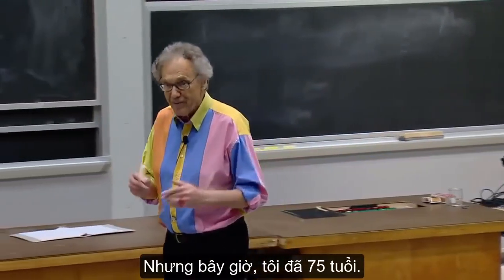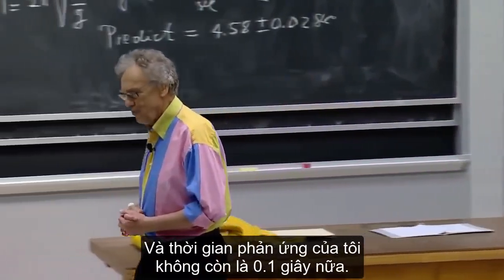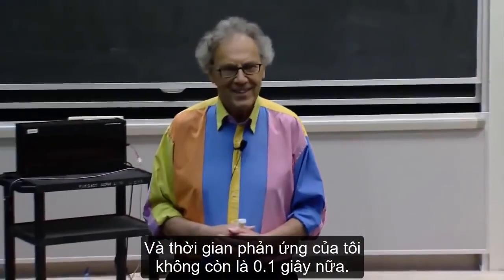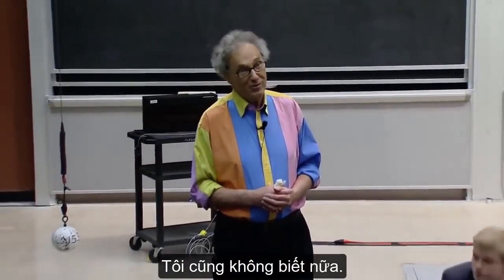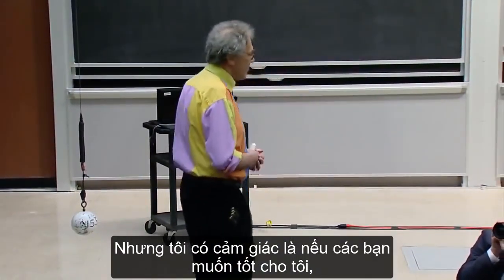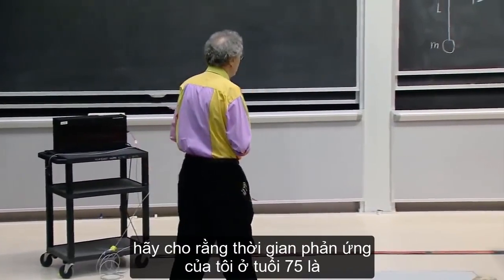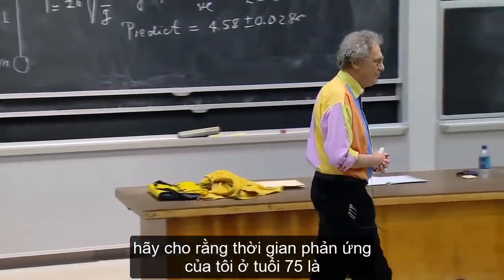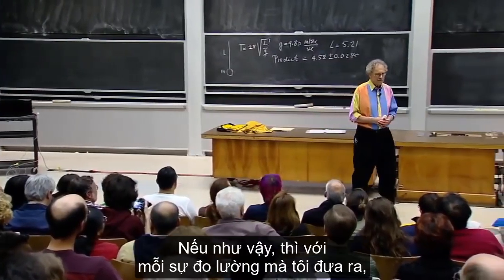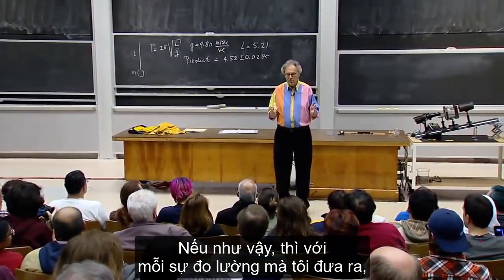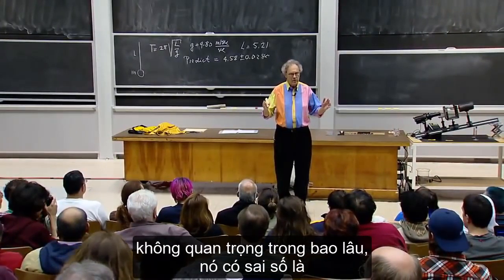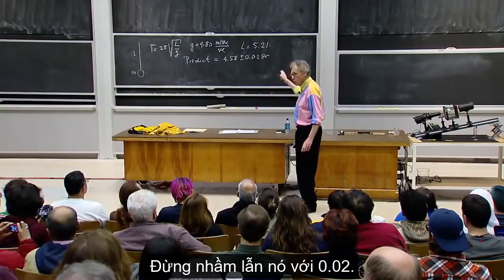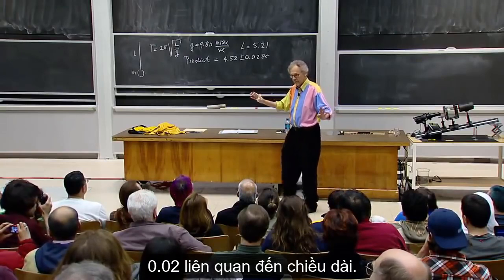But now I'm 75. And so my reaction time is no longer 0.1 seconds. What is it? Well, I do not know, but I have a feeling that if you want to be kind to me for a change, let us assume that my reaction time at age 75 is now 0.2 of a second. So if you can live with that, then every measurement that I make, no matter how long it is, is uncertain to 0.2 of a second. Do not confuse that with that 0.02. That has to do with the length. All right.